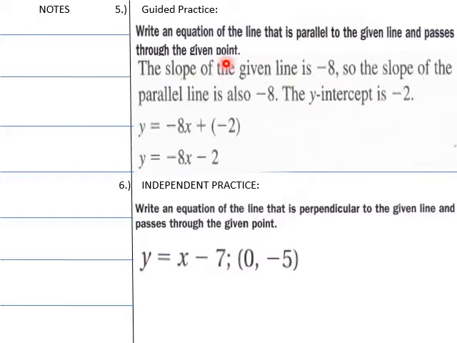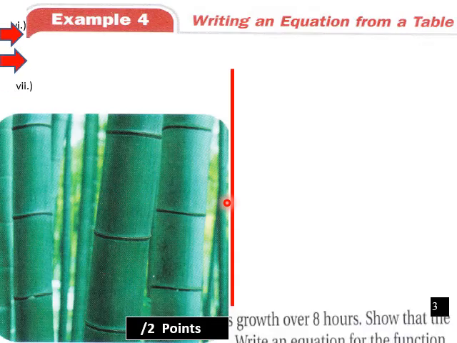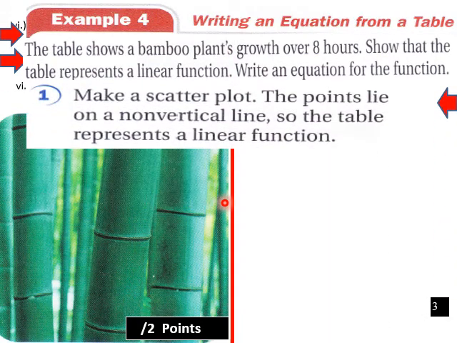Okay, so for the guided, here would be your solution. The slope of the given line is negative 8, so the slope of the parallel line is also negative 8. The y-intercept is negative 2. So the equation of the parallel line would be y equals negative 8x minus 2. And then down here, this is you, student. Get on that.